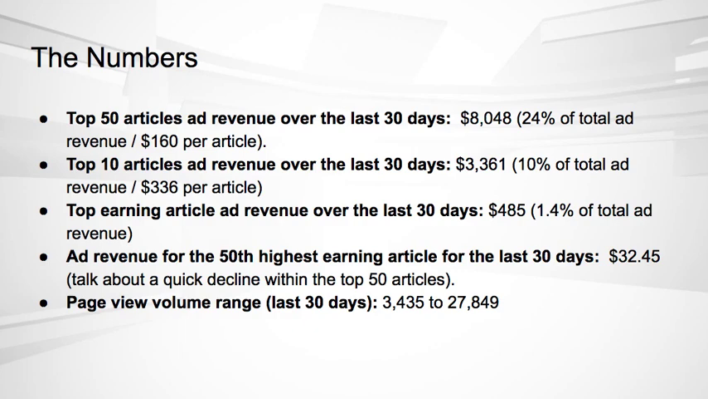The top 10 articles' total ad revenue over the last 30 days was $3,361. That's 10% of total ad revenue. So 10 articles, which is a tiny, tiny fraction of the total content on the site, generated 10% of the revenue. The average revenue for the month from those 10 articles was $336. So look at that. My top 50 articles averaged 160, and the top 10 averaged 336 for a whole month. That's not a lot of money. That means there's a lot of articles earning a lot less, right? There's a lot of articles earning $5, $2, $10, and so forth over the course of the year.